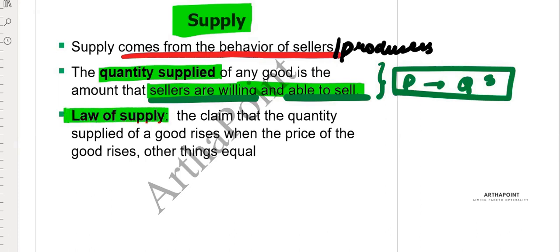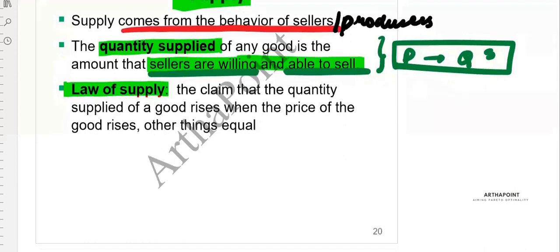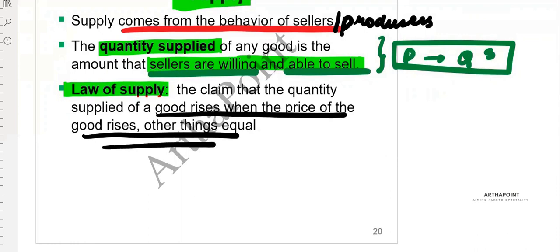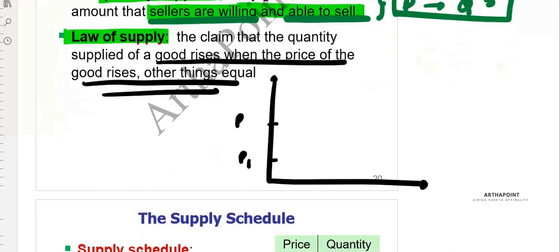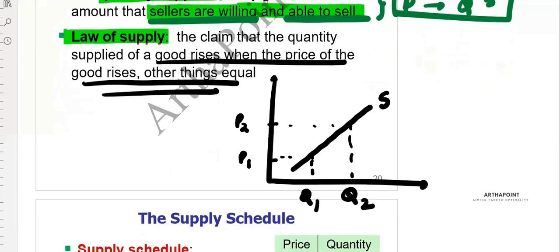Law of supply. The law of supply suggests that there is a positive relationship between price and quantity supplied. So, when price increases, then suppliers are willing to supply more quantity in the market, and quantity supplied also increases. So the supply curve is upward sloping.